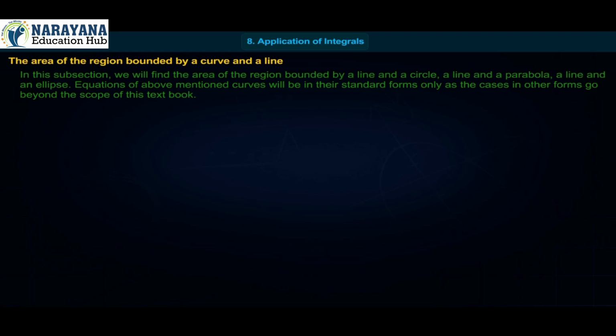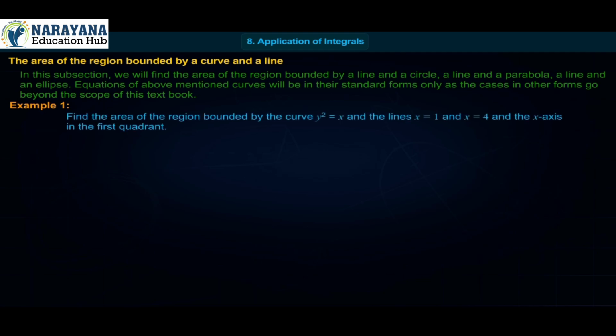The area of the region bounded by a curve and a line. In this subsection, we will find the area of the region bounded by a line and a circle, a line and a parabola, a line and an ellipse. Equations of the above mentioned curves will be in their standard forms only, as the cases in other forms go beyond the scope of this textbook.